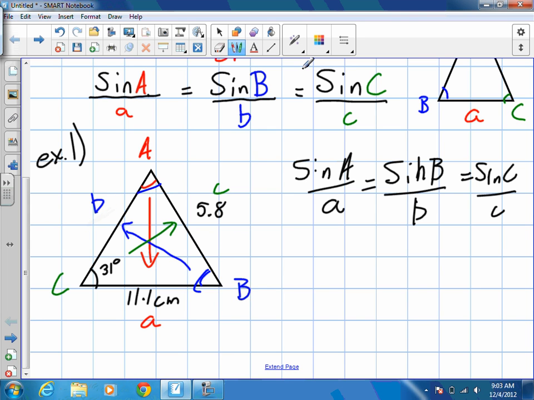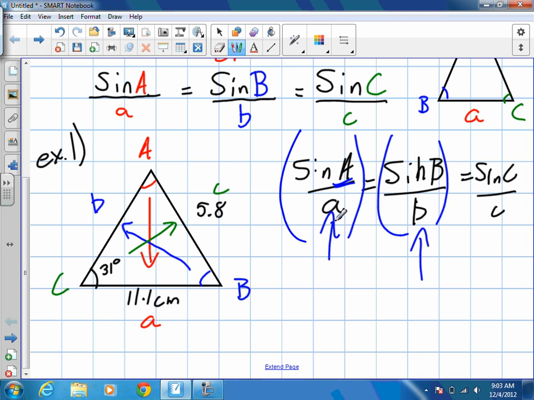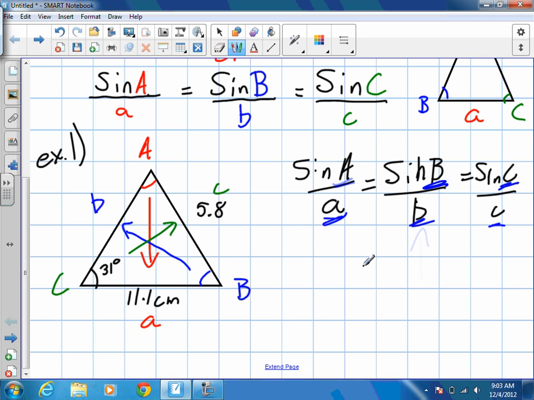In order to use sine law, we have to actually have a complete ratio, which means I have to have the measurement of an angle and its opposite side. Otherwise, sine law won't work, and we'll learn tomorrow what else we could use instead. But in order for this to work, we have to have a complete ratio. In other words, we must have one of these with all of the information inputted. So either the angle A and side A, angle B side B, or angle C side C. If I don't have a complete ratio, I can't use sine law. It won't work. We don't have enough information.